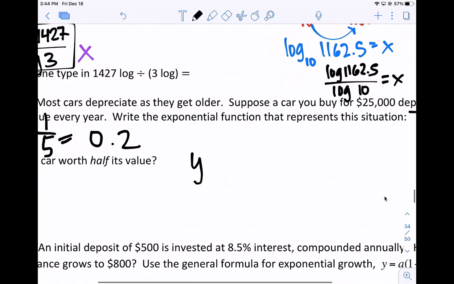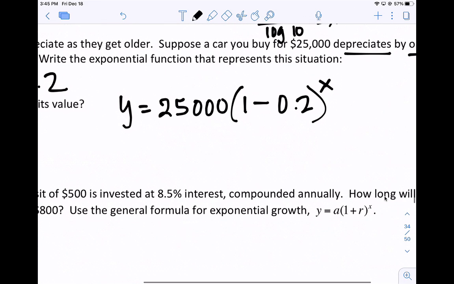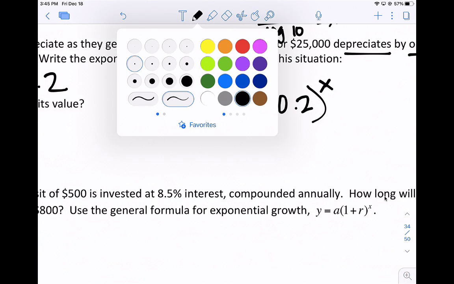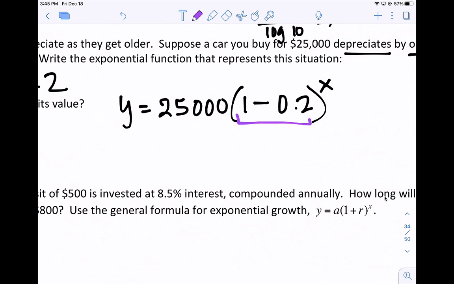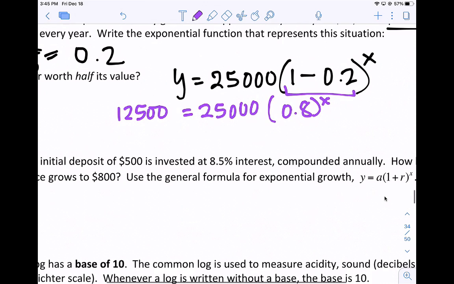All right, so we have y equals, we start with $25,000, the value of our car. The value is depreciating at 20% per year for a certain number of years. So there's a function that can represent this. I can simplify it, right, because we know 1 minus 0.2 is like $1 minus 20 cents, that's 80 cents. Okay, and I also want to know when it's worth half of its value, so half of 25,000 is 12,500. All right, so here's my function.